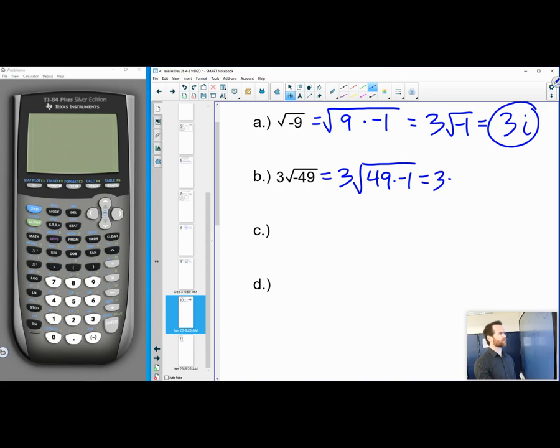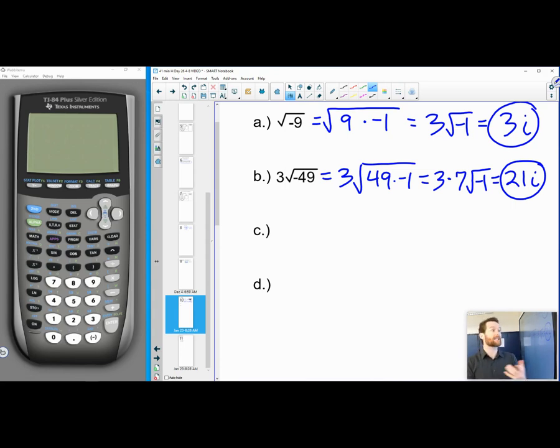3 times the square root of 49 is 7. Remember, that's why we picked that 49, because it was a perfect square. I guess we didn't really pick it, but it made it easier since it was a perfect square. And then the only thing left inside the square root is a negative 1, and we can simplify this. 3 times 7 is 21, and the square root of negative 1 is i. That's our imaginary unit. That's how we're representing that square root of negative 1.